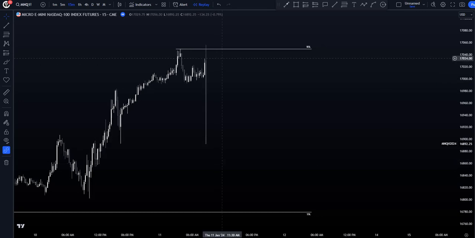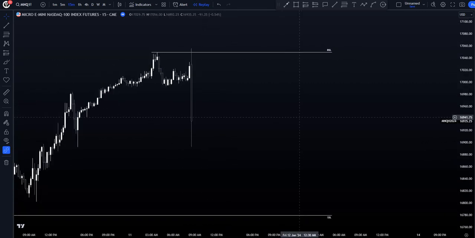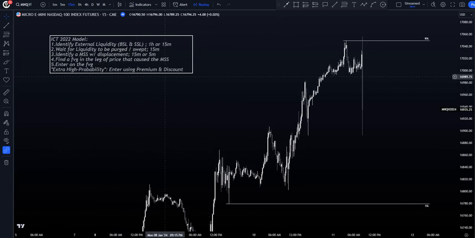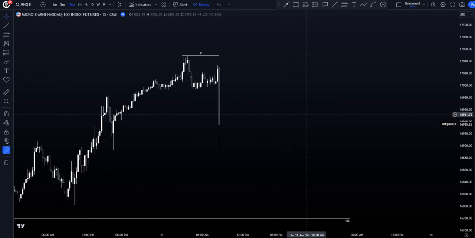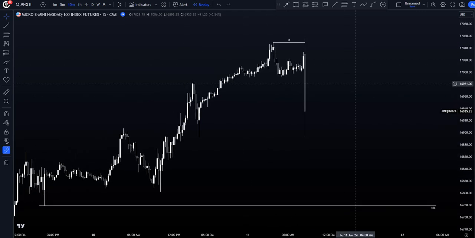So playing it out in time, boom, liquidity sweep right here. Once we got that sweep of liquidity, we swept buy side liquidity. So this buy side has been swept because we have a liquidity sweep here. Remember, failed displacement over the highs. That's a sweep of liquidity there.